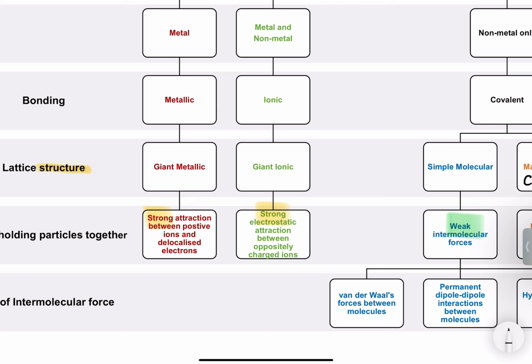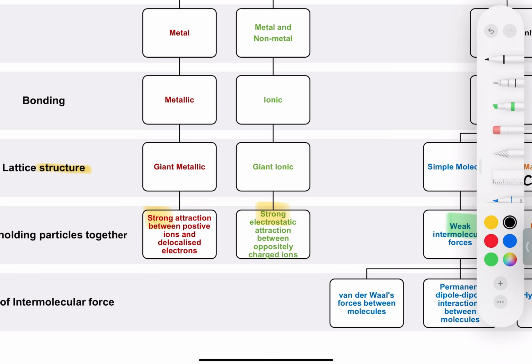So if the exam board asks us to describe the structure and the bonding, we need to make sure that we do just that. We say that it is ionic bonding in a giant ionic lattice structure, and our particles are being held together by strong electrostatic attractions between oppositely charged ions.